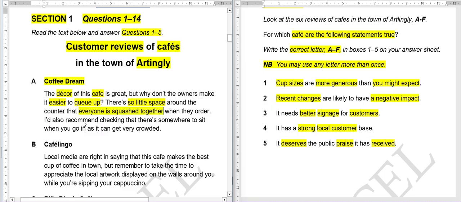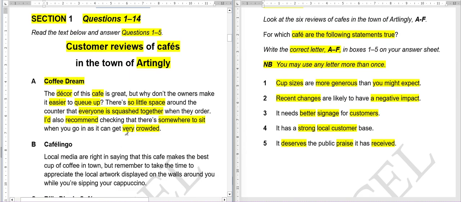I'd recommend checking that there's somewhere to sit when you go in, as it can get very crowded. So the reviewer is saying that he or she would recommend that you check whether there is somewhere to sit before buying the coffee or whatever you want from this particular cafe, because it can get very crowded. So you will not be able to get a place to sit, or maybe you have to stand to drink your cup of coffee, something like that.